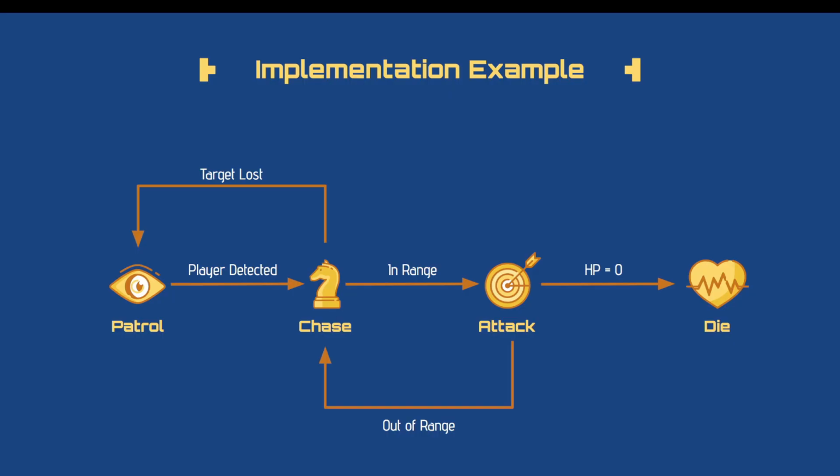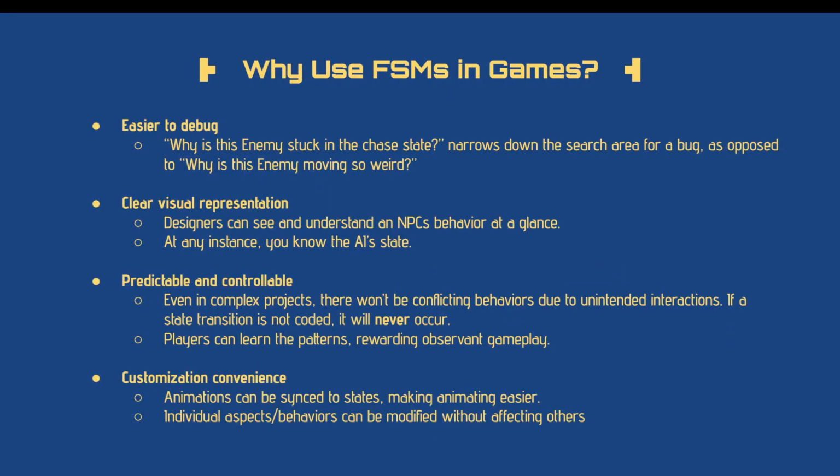Now, why should we use FSMs in game design? Well, there's a bunch of reasons, but here are the core 4. First and foremost, they're much easier to debug than regular code. If your enemy isn't chasing you when it's supposed to, or if it's chasing you for too long, you know that something's gone wrong in the chase state. That narrows down your search area for a bug a lot more than something like saying the enemy just isn't moving right for some reason.